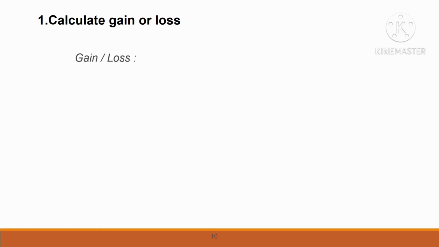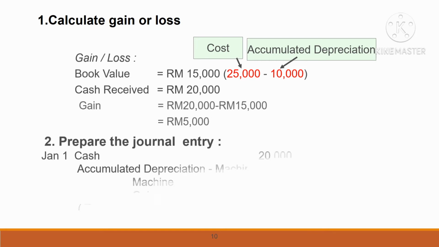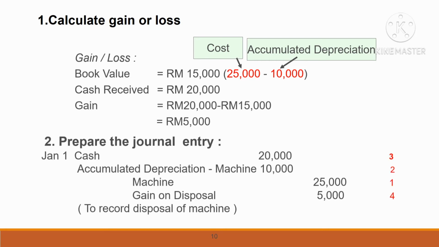So we have to calculate gain or loss. The formula is book value: the cost of the asset, 25,000, less accumulated depreciation, and you get book value RM15,000, and the cash received is RM20,000. So we can see that cash received is bigger than book value, and we will get a gain of RM5,000. So this is the method of how to calculate gain or loss.